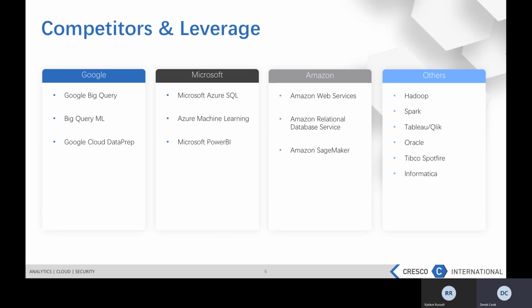And as for Amazon, Amazon has AWS, or Amazon Web Services. They have RDS, which is the Amazon Relational Database Service. Amazon also has Amazon SageMaker. And as for the other competitors, we have Hadoop, Spark, Tableau, or Qlik, which are those self-service business analytic tools or business intelligence tools. We have Oracle. We also have TIBCO Spotfire and Informatica. So with that, I want to go over a little bit of leverage.